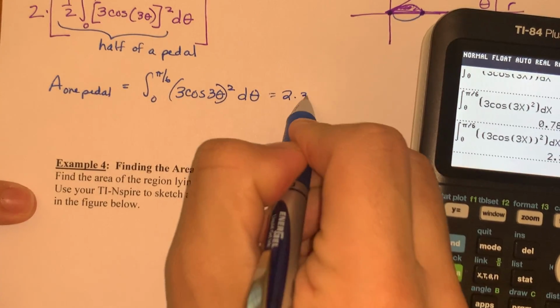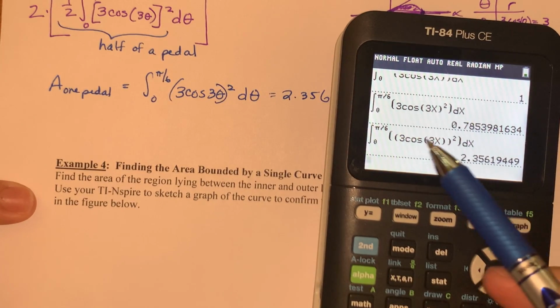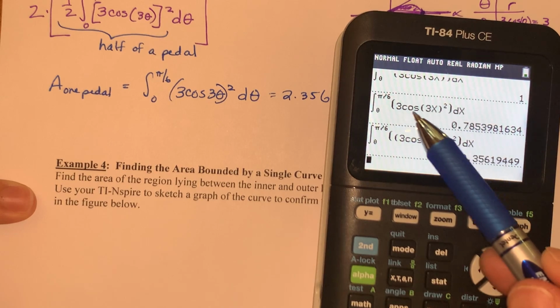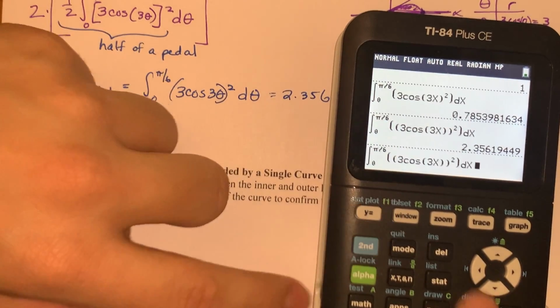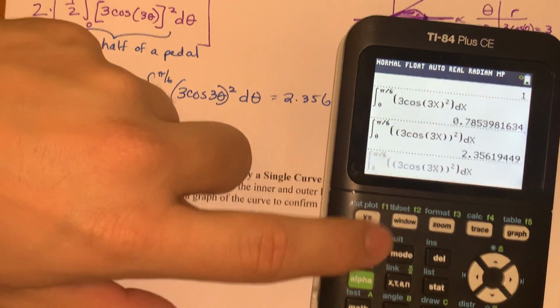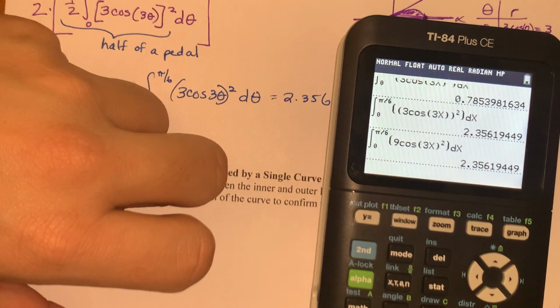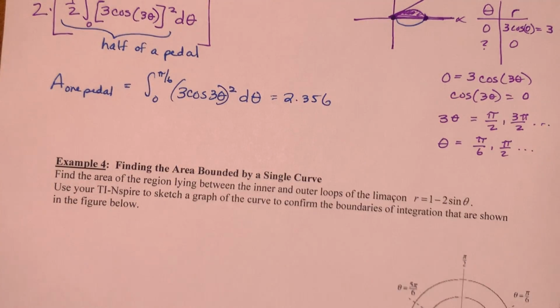It's equal to 2.356. So be careful here. Make sure that it's squaring the whole thing, because with this one it was only squaring the cosine of 3x and leaving the 3 as 3 when it's actually 9. In fact, I wonder if I would have changed this to 9, then it would have given me the same thing. Yeah. Okay. So that's equal to 2.356.